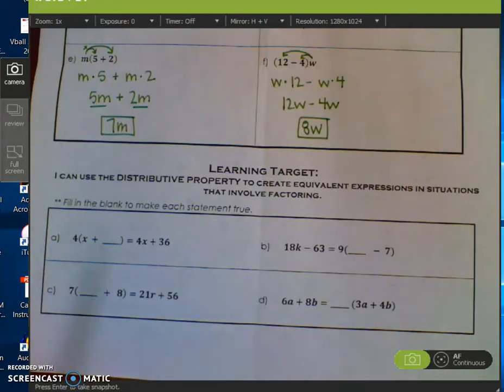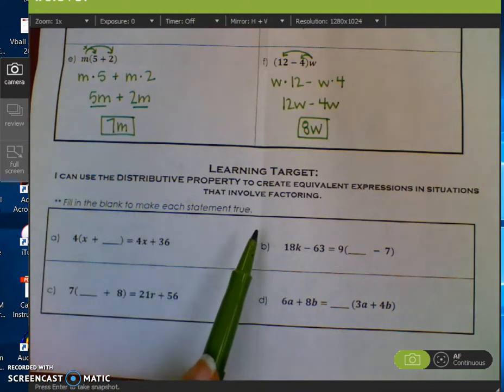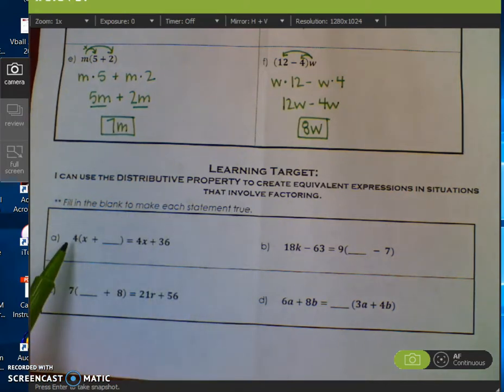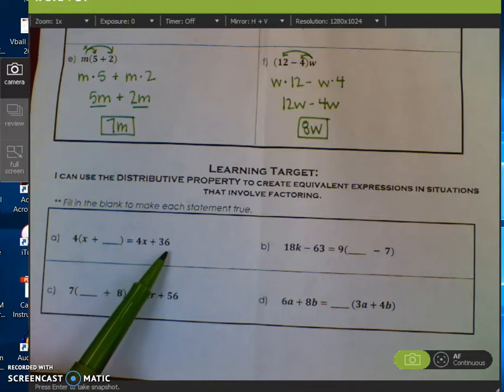Okay, so we've got one more learning target that's definitely a higher thinking task here. It says, I can use the distributive property to create equivalent expressions in situations that involve factoring. So it says, fill in the blank to make each statement true. So we see here we've got 4 times the quantity x plus blank equals 4x plus 36.